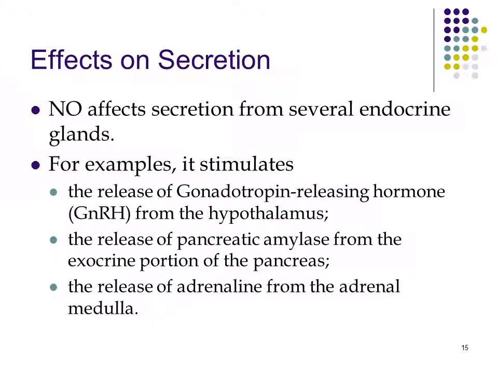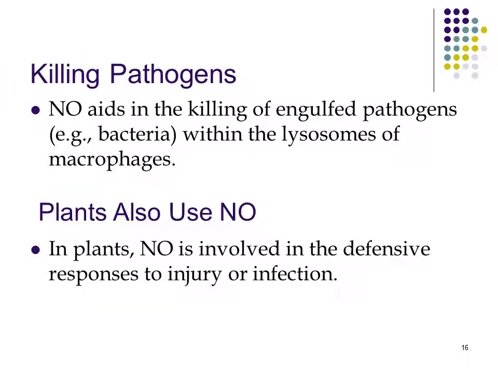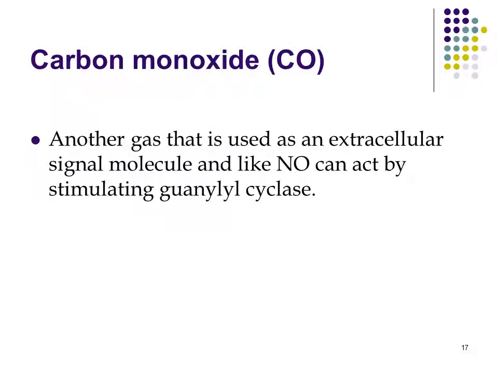Effects upon secretions. Nitric oxide affects secretion for several endocrine glands. For example, it stimulates the release of gonadotropin releasing hormone from the hypothalamus, the release of pancreatic amylase from the exocrine portion of the pancreas, and the release of adrenaline from the adrenal medulla. Killing pathogens. Nitric oxide aids in the killing of engulfed pathogens like bacteria within the lysosomes of macrophages. Plants also use nitric oxide. Nitric oxide is involved in the defensive response to injury or infection.